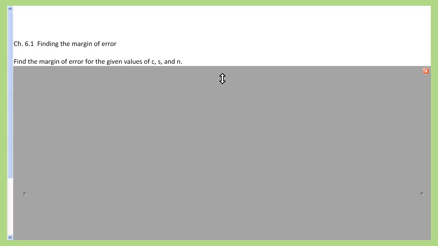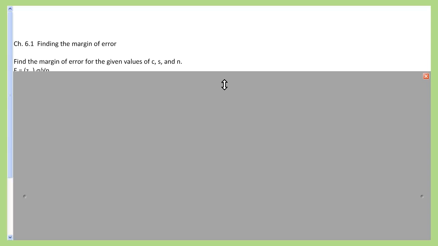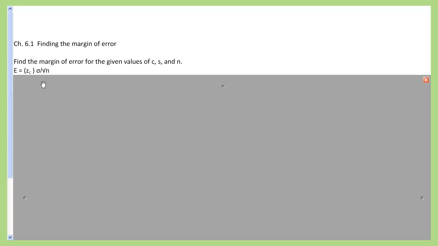This is chapter 6.1, finding the margin of error. What you're going to do is you're going to be given three values, C, S, and N. Even though this formula doesn't use S, when your sample is over 30, you can always replace the sigma with the value for S, because sigma is the population value, and S is just the sample value.